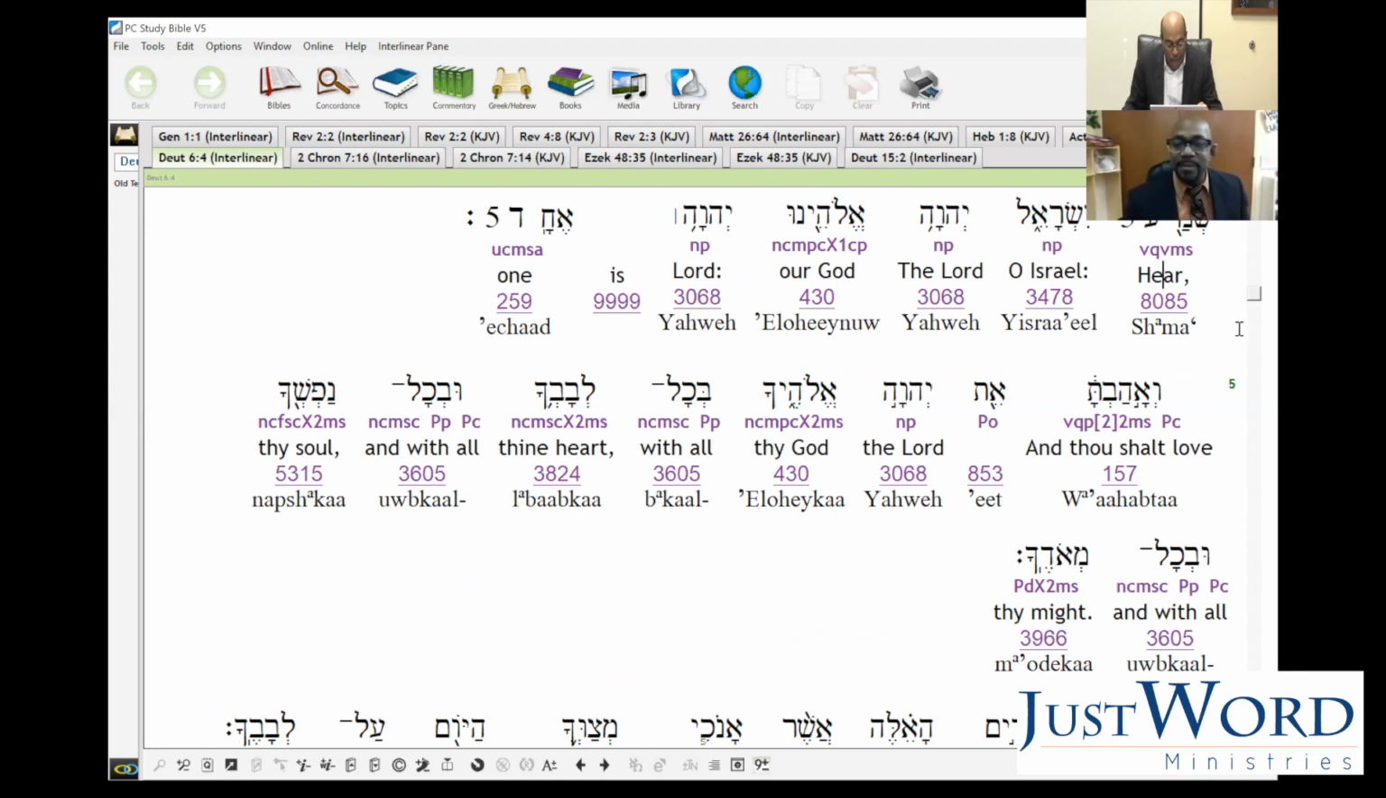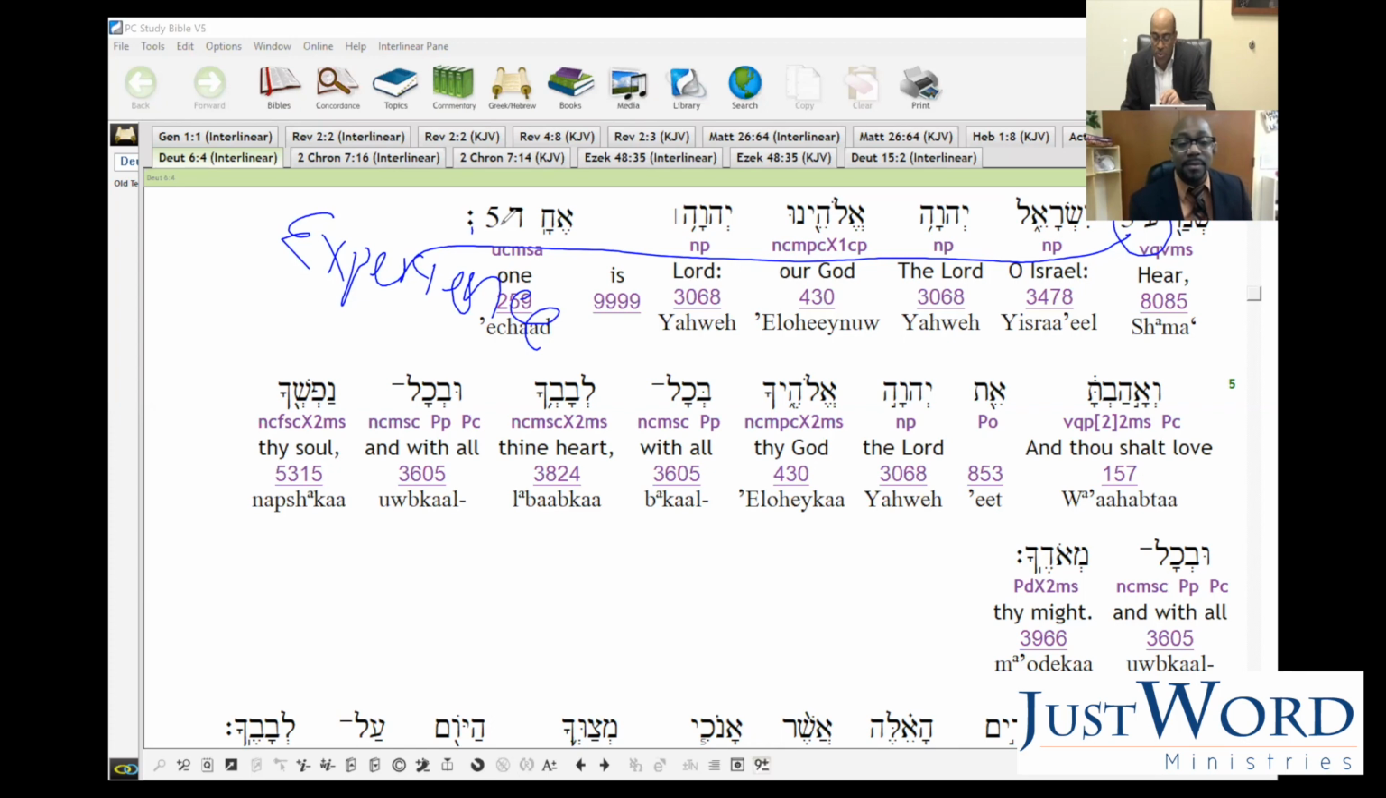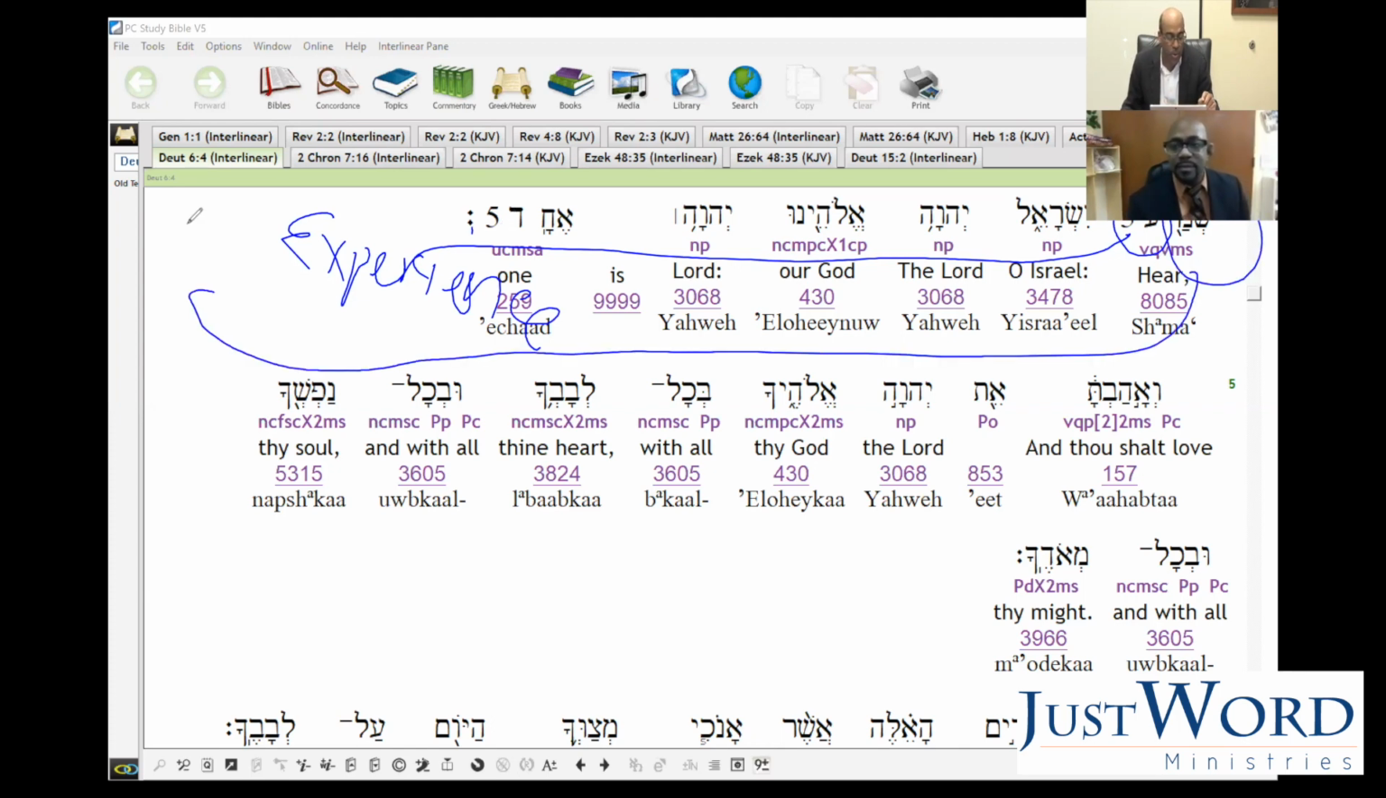Shama. Shin Mem, and Shin and Mem spell what? Name. Uh-huh. Ayin, this time, is the last letter in this word. And Ayin at the end speaks of what? An I experience. Exactly. And so you've got the word here in Hebrew, and the most important verse in the Old Testament. Jesus, when he was asked what's the greatest commandment, he said, hear, O Israel, the Lord our God is one. But the word here is made up of the word Shem, which means name, plus Ayin, which means an experience. And so God's word here speaks of having an experience with his name.